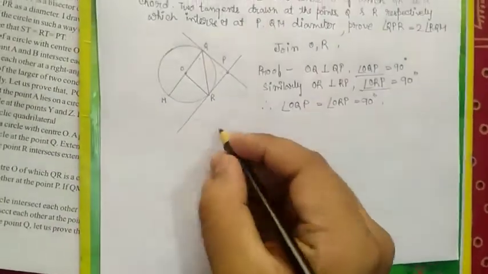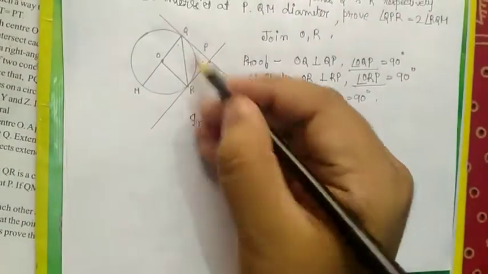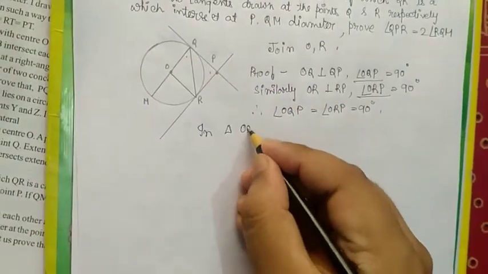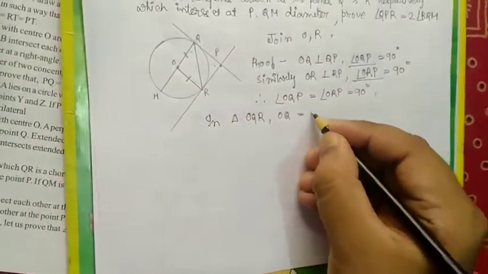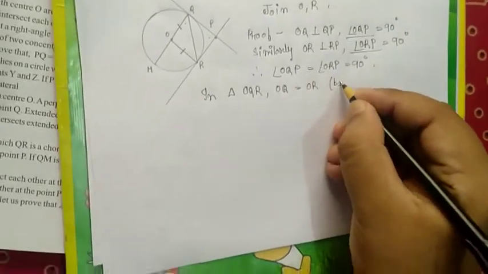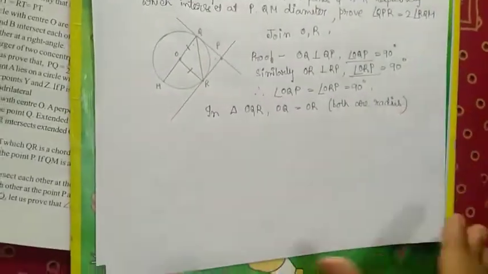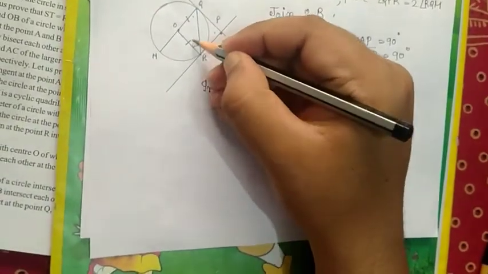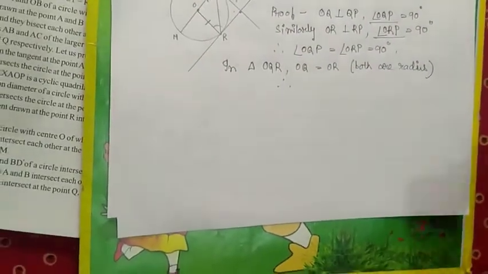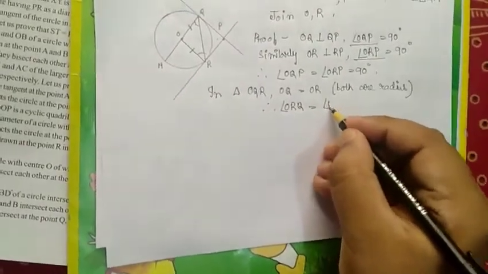Now in triangle OQR, OQ is the radius and OR is the radius, both are equal. So OQ equals OR. Therefore the angles opposite to them are equal. So angle ORQ equals angle OQR.